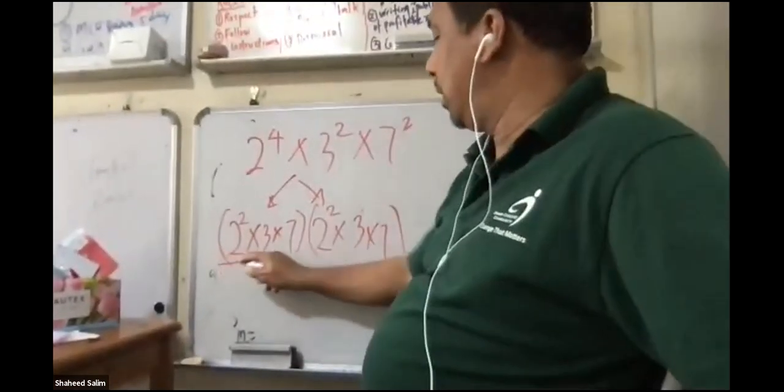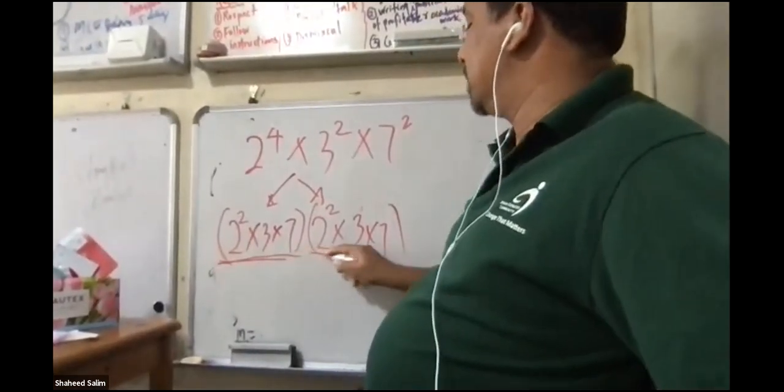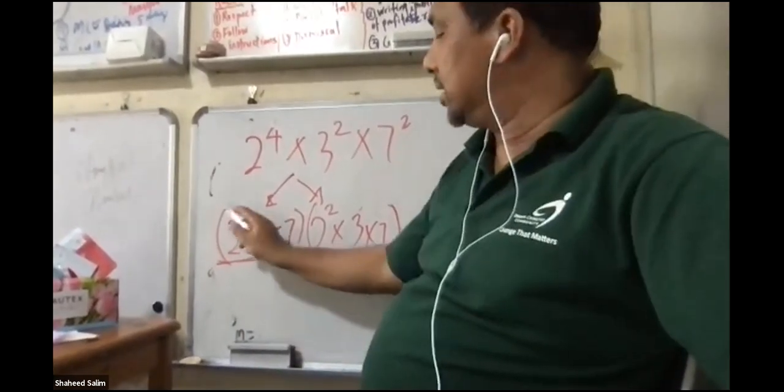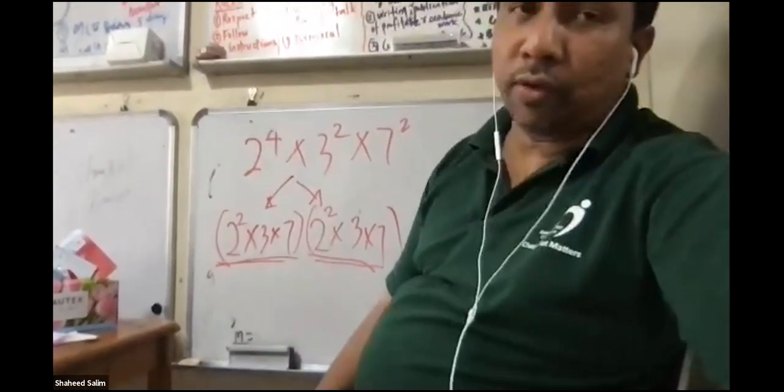So this number times this number, the same number, is equal to 7056. This is the square root of 7056.